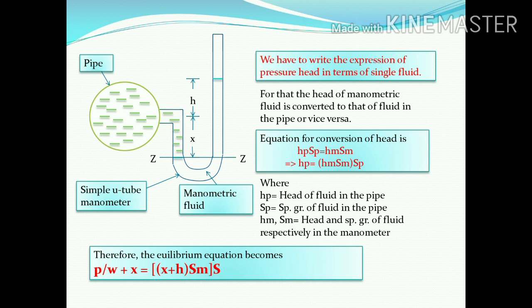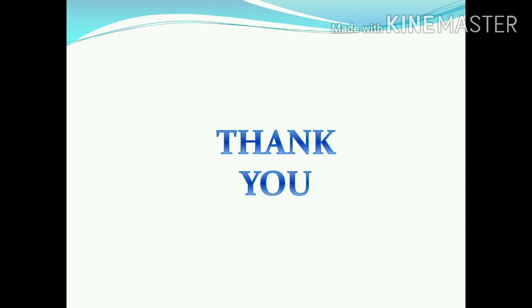So this is how, by converting the pressure head in terms of a single fluid, we equate the pressure head in both the limbs. So now if we solve the equation, we can get the correct value of P, that is pressure. This is all about the procedure of measuring pressure using piezometer and simple U-tube manometer.